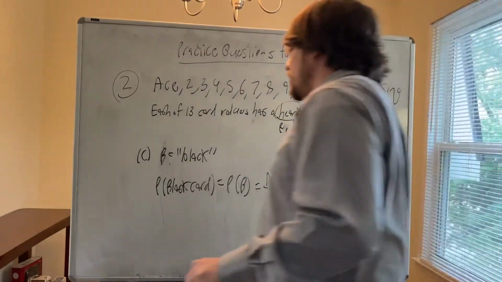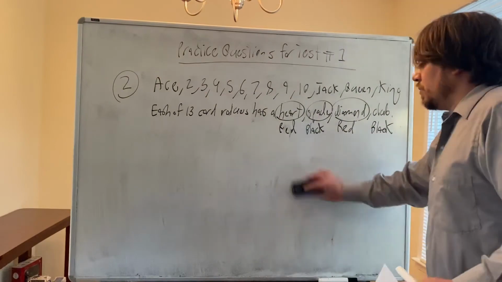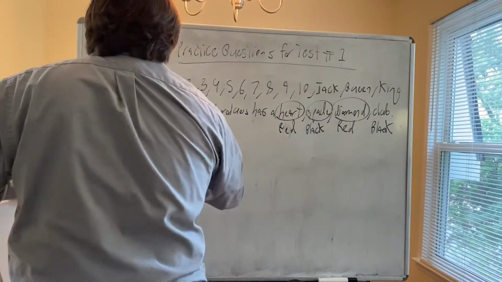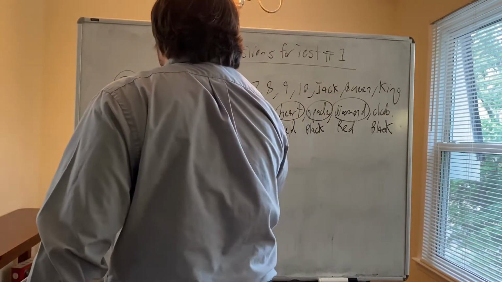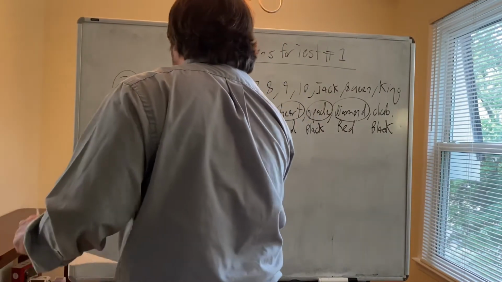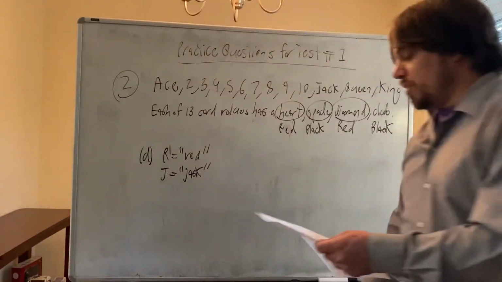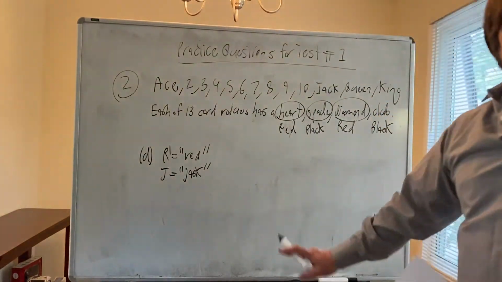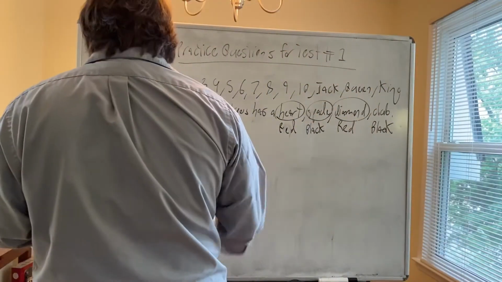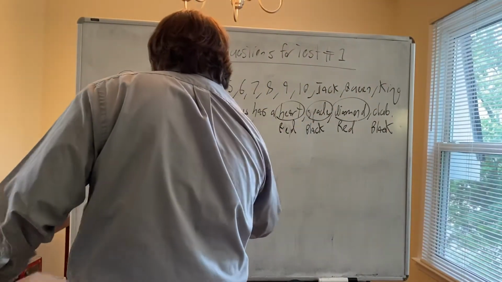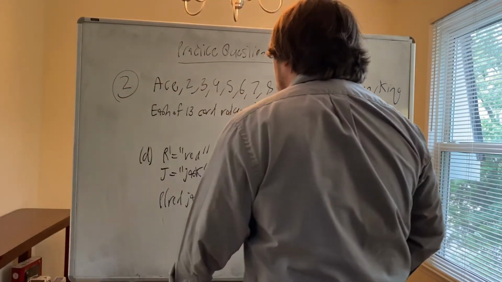And then for part D, we want to find the probability of a red jack. So I'm going to let capital R equal the event of a red card, and I'm going to let J be the event of a jack. You would get the answer without all this work, but I like to use all the notation and the math because you can build on these ideas and do more difficult problems. So we want to find the probability of a red jack, and that's the probability of the intersection of the events.